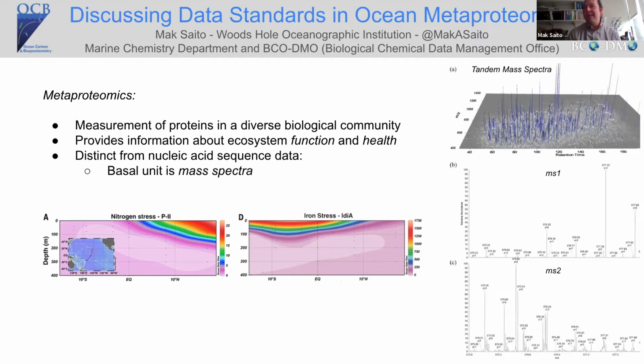And it's really valuable and useful and complementary to other omic techniques because it gives us information about ecosystem function and health. But it's actually really different from a lot of nucleic acid type measurements, genomics type measurements, because the basal unit is mass spectra. And that's shown here on the right, where we have our individual mass spectra, tandem mass specs, our precursor masses, and below that are fragment masses. But when this is compiled, we're able to get these really useful data sets that show nitrogen stress and iron stress, for example, of different microbes in the oceans.